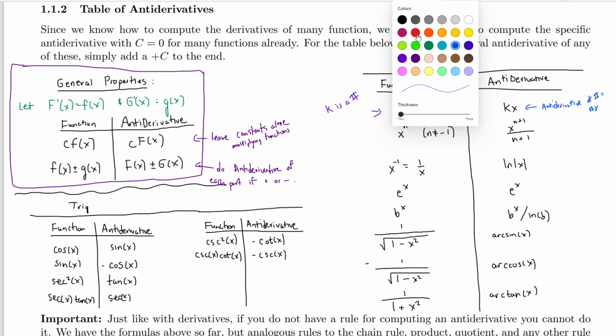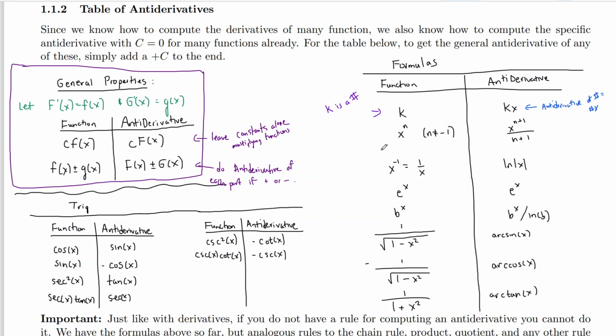Now the next one is sort of like our power rule for antiderivatives, because the function formula is x to the n. Now the way the power rule works for antiderivatives is really the opposite. So the power rule for derivatives, you bring the power down and then you subtract 1. Well, when you do that in reverse, what you do first is you add 1 to the power, and then you divide by the new power.